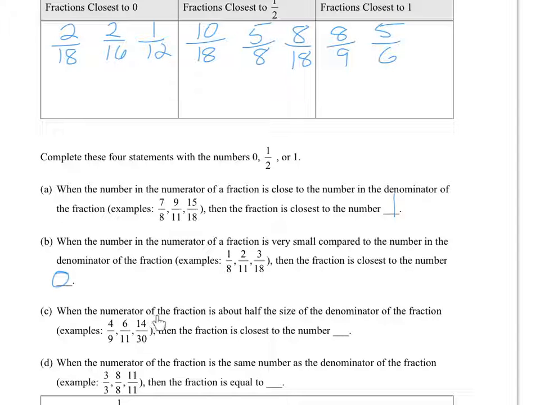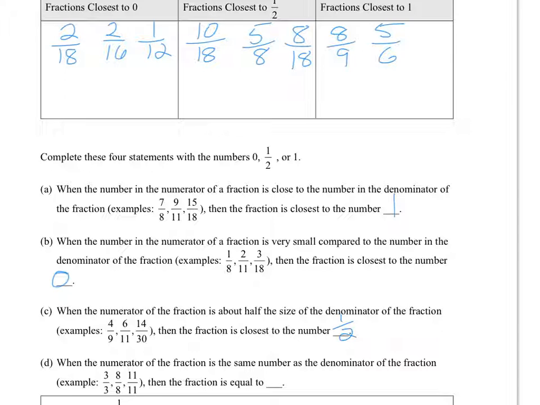Okay, and when the numerator of the fraction is about half the size of the denominator, so 4/9 is just under half, 6/11 is just over, 14/30 is just under. So again, here, these were roughly in the middle. Not quite close to the number on the bottom, but definitely not 1s or 2s, okay? So then those are closest to the number half.